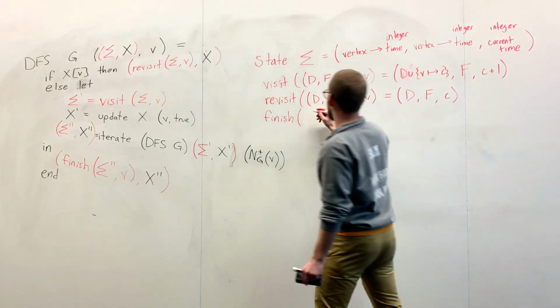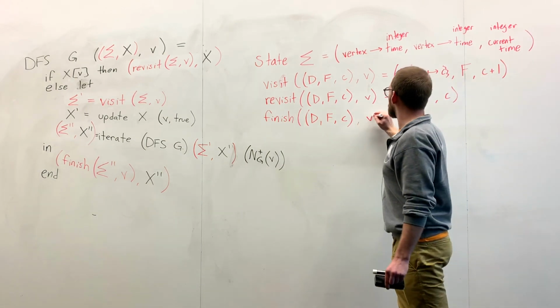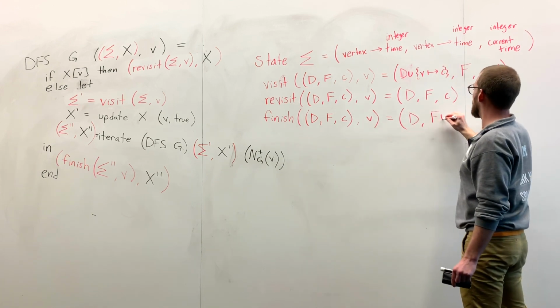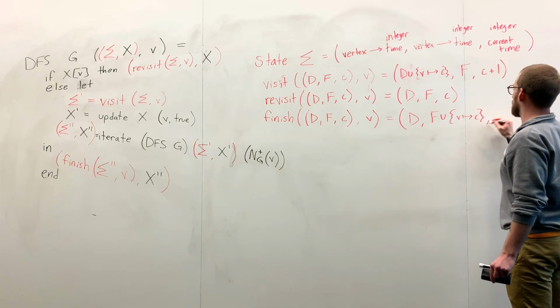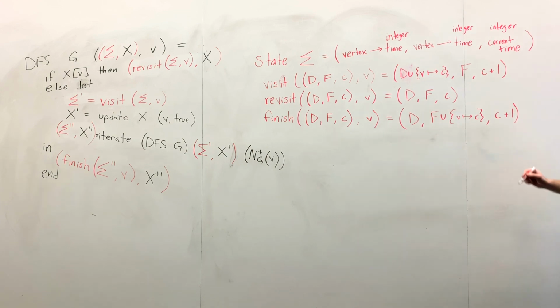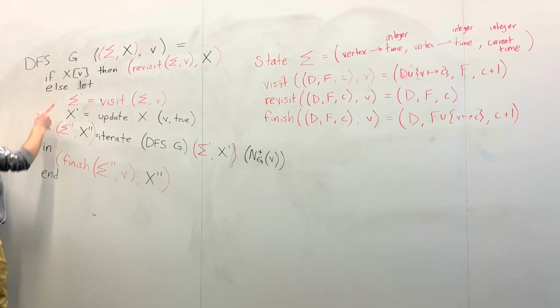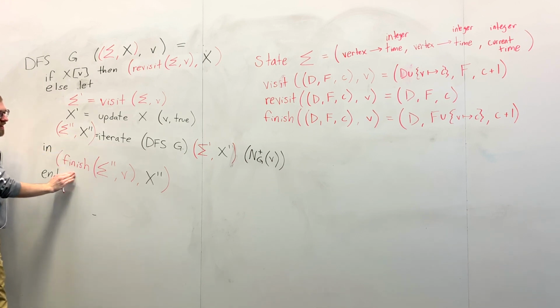But the last interesting thing is the finish time. So if we take this triple, d, f, c, and we want to finish a particular vertex, we can do that sort of symmetric to this one. We leave d unchanged, but now we update f by including the mapping v points to the current time, and we increment the counter. This gets called here. When we finish a vertex, you can imagine that if we trace through here, you update the timestamp here, and then you iterate over your children. That updates the timestamp many times, potentially. Finally, we get here, and we update the timestamp one more time, and we mark v as finished.